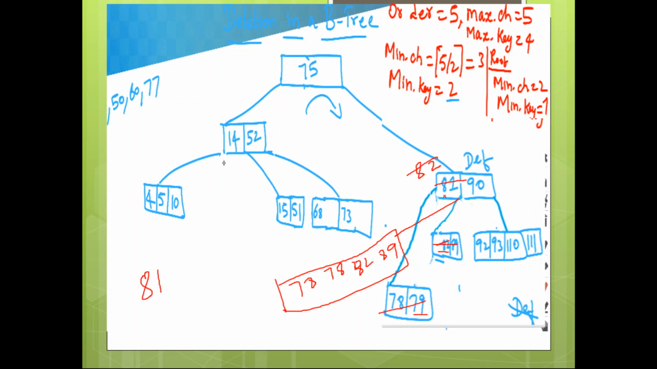Now how will you remove this deficiency? Can this borrow from here? No, it cannot borrow, so this should be merged. Now if you want to merge this, what will happen? 75 will come down. Are you getting it? So if 75 comes down, this will become 14, 52 and 90. This is called shrinking the tree. Now the height of the tree will reduce.